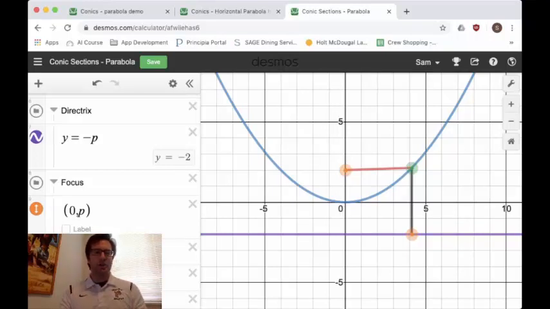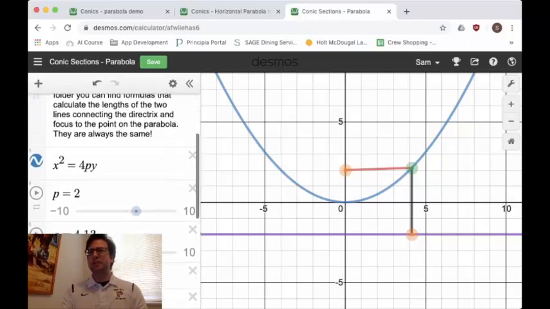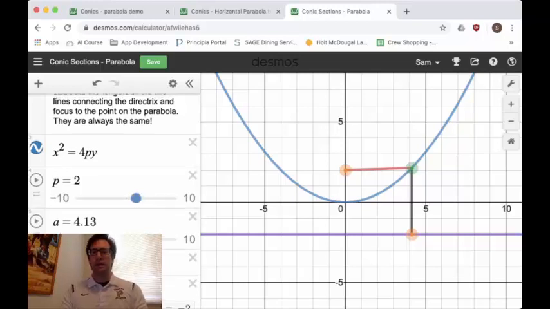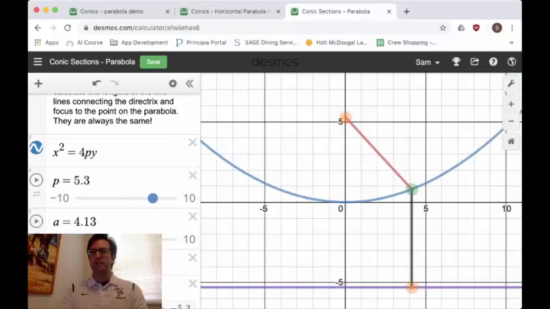But I also just want to show you that the way this graph is set up, I can change that value of p, and as that value changes, notice that the graph is changing. I've made p larger, which means the parabola itself has gotten wider. It's opened up, which means it's vertically shrunk, and the focus and the directrix have started to move away. Because now p is 5.3, so the focus is at 0, 5.3. The directrix is at y equals -5.3.